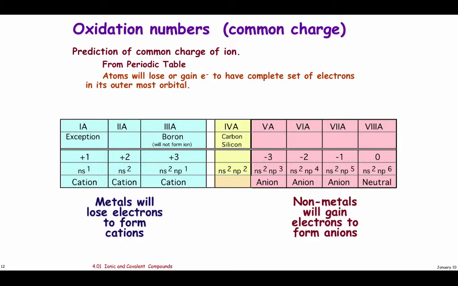Remember that metalloids tend to share electrons, so they neither give up nor gain electrons.